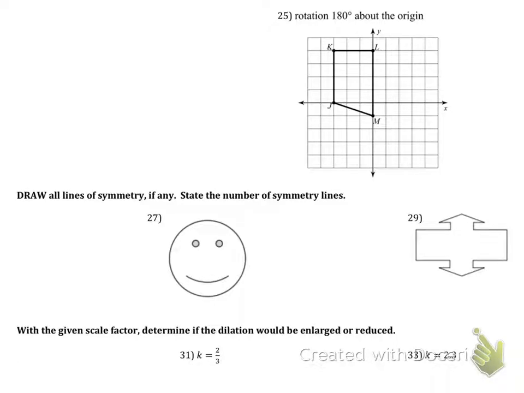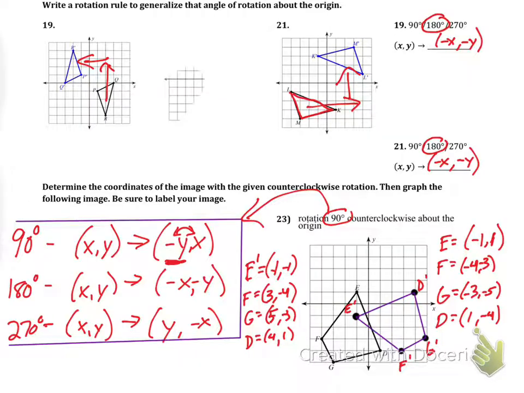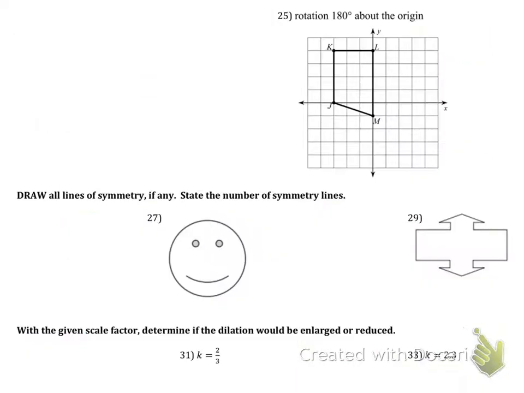We're going to do the same thing, 180 around the origin. So let's go back to our notes. 180, x, y turns into -x and -y. So we're flipping the signs. So x, y turns into -x, -y. So the first thing I need to do is get the points of all of these.